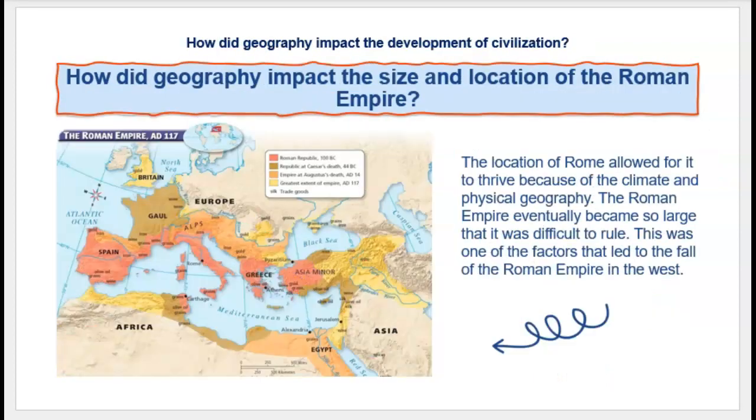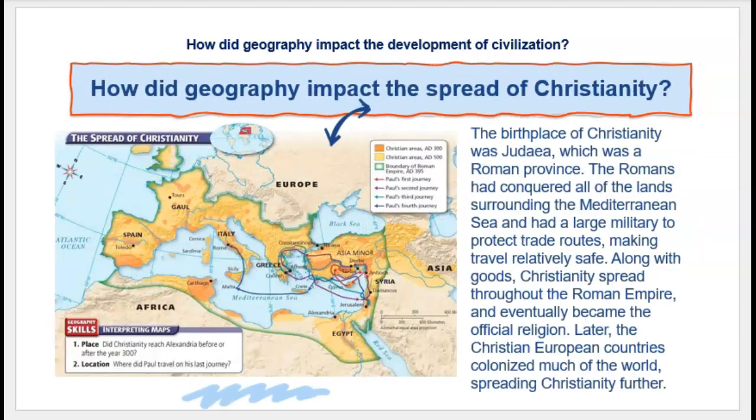Third question, how did geography impact the size and location of the Roman Empire? The location of Rome allowed for it to thrive because of the climate and physical geography. The Roman Empire eventually became so large that it was difficult to rule. This was one of the factors that led to the fall of the Roman Empire in the West. And again, use those maps to really be able to understand these questions and understand how the geography impacted what happened in history at that time.